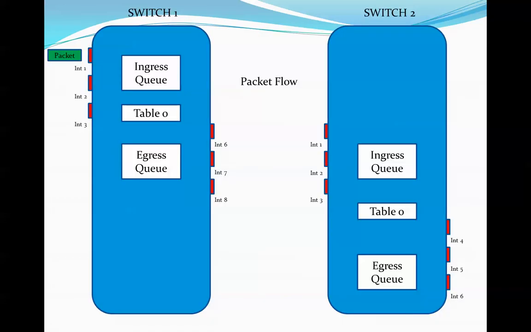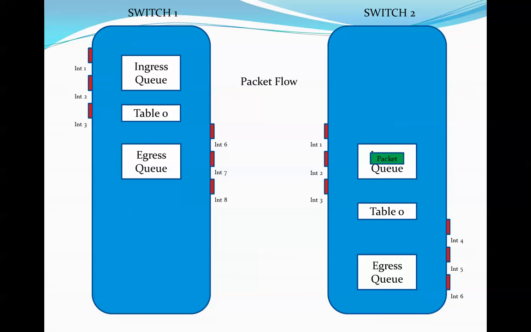So here we have a packet that is coming into a switch. It's brought into the ingress queue, and then it gets processed and sent to the table for a lookup. After finding a match and receiving what the action should be, it's sent to the egress queue to wait for transmission.